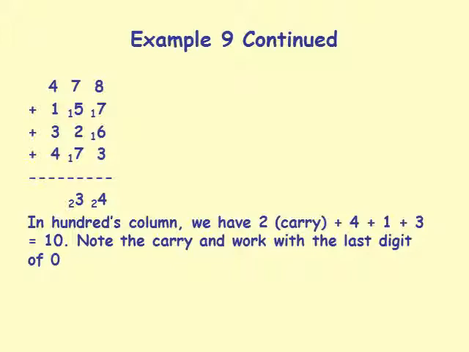2 plus 4 is 6. 6 plus 1 is 7. 7 plus 3 is 10. We got a carry. So we got 2 plus 4 plus 1 plus 3 is 10. We have 2 digits. We note 0, and we continue with the carry of 1.